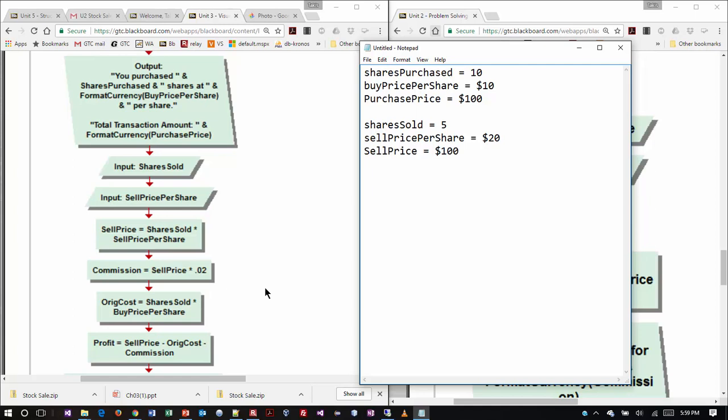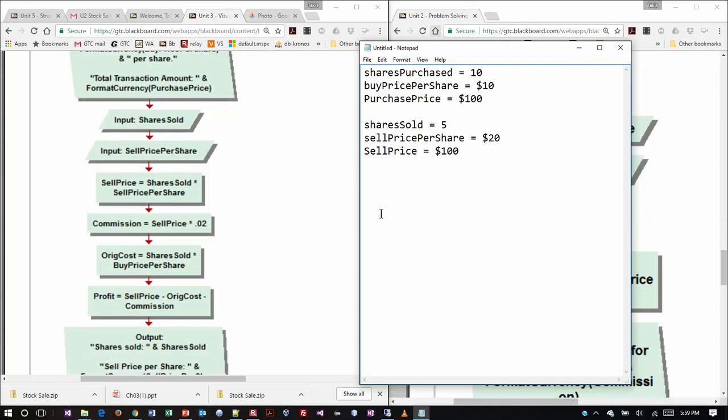Looking at the next set of equations here, we can figure out commission. The commission equals the sell price times 0.02, right? So that comes out to be $2. We all agree on that.